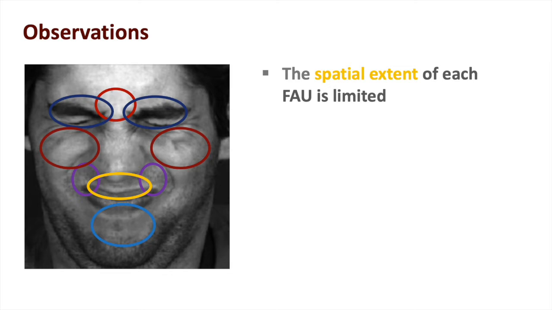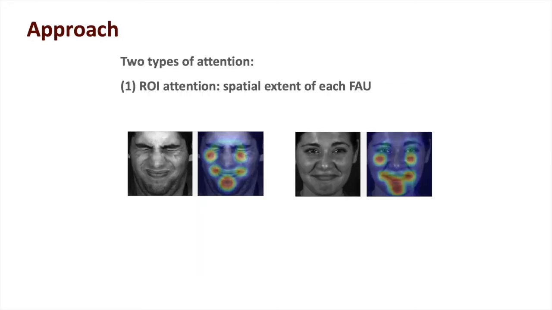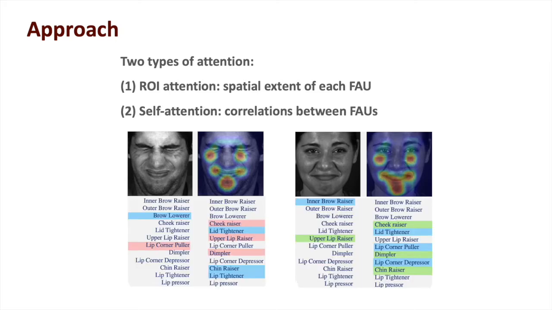The approach proposed in the paper is based on two specific observations. The first is that each FAU has a specific region of the face associated with it. And the second is that for each facial expression, the FAUs are correlated. Based on these observations, a two-level attention approach is proposed in the paper. The first level of attention, termed region of interest attention, or ROI attention, focuses on the spatial region of each FAU in the face. The second level of attention is based on self-attention, where we leverage the correlations between the FAUs.